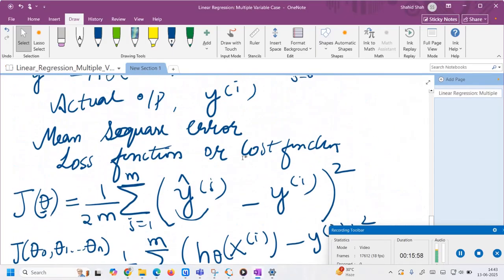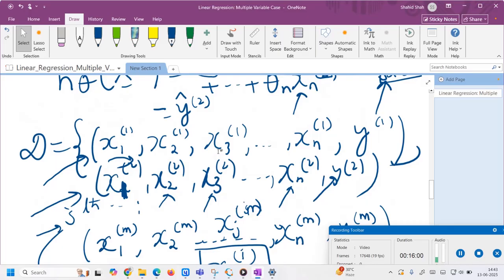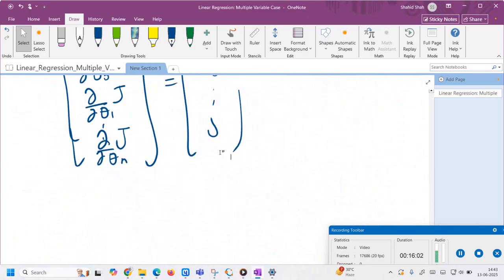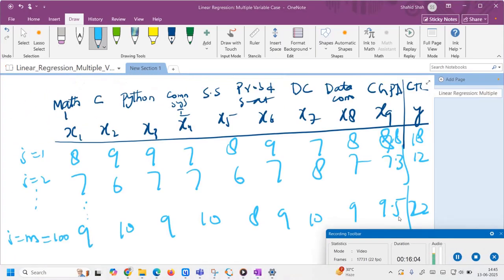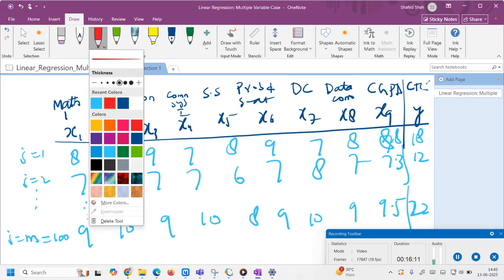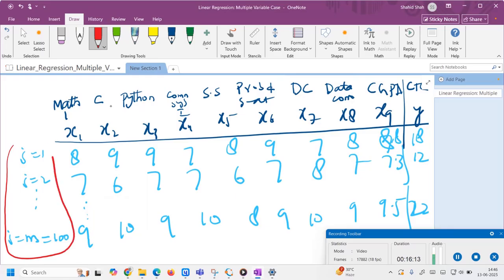Let me repeat here what we are doing. See, we are given the data set. Let's write some examples here. Let's suppose this is a scenario. We are considering data of, say, 1 to 100 students. You see here i is equal to 1, 2, 3. So this is basically student number 1, student number 2, student number 100.